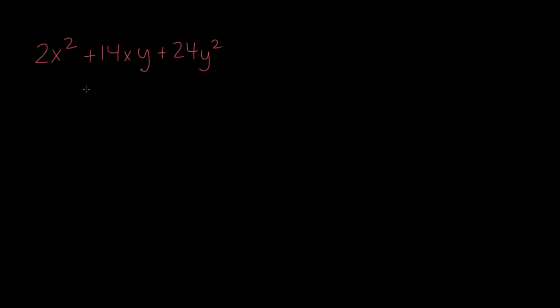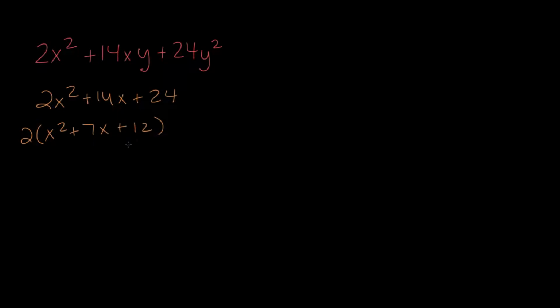So for this one, remember, our first step is to just ignore our y value. So we would have 2x squared plus 14x plus 24. From here, we factor this like we normally would. The first thing I notice here is that the x squared has a 2 in front of it, and all of the other terms are also divisible by 2. So I'm going to go ahead and factor out that 2.